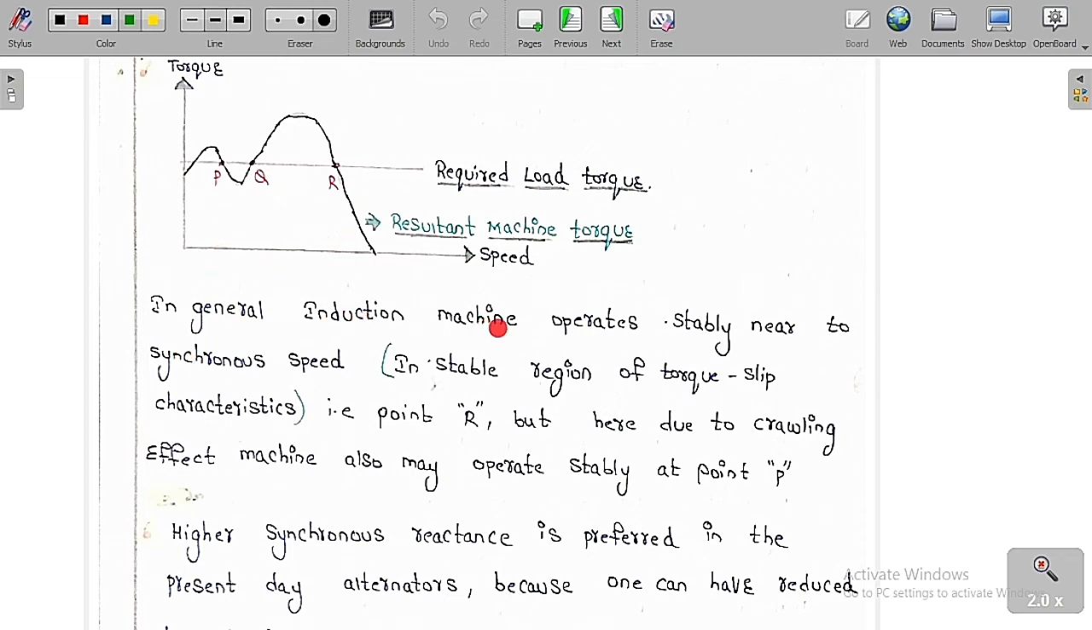So therefore, in general, an induction machine operates stably near synchronous speed in the stable region of the torque speed characteristics, that is point R. But here, due to the crawling effect, the machine may also operate stably at point P. So because of this crawling effect, the machine may also operate stably at point P.